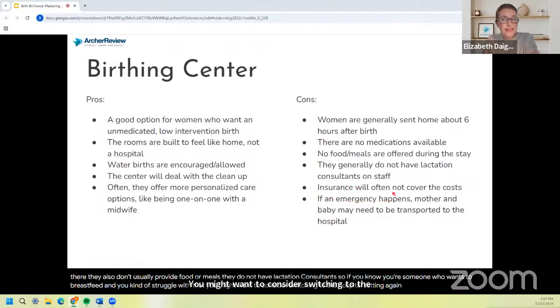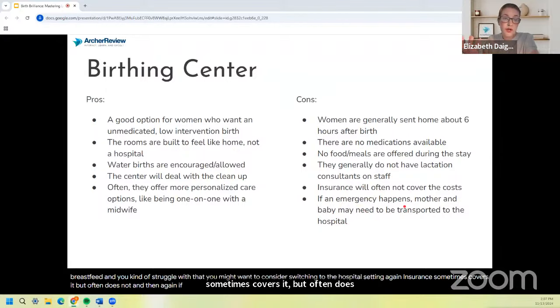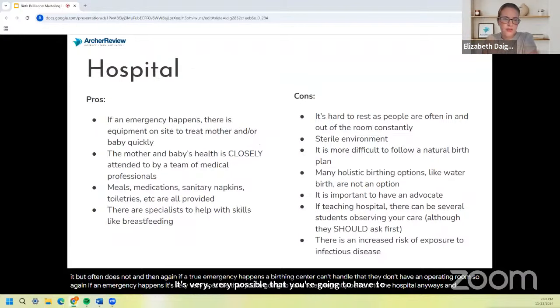Again, insurance sometimes covers it, but often does not. And then again, if a true emergency happens, a birthing center can't handle that. They don't have an operating room. So again, if an emergency happens, it's very, very possible that you're going to have to emergently be sent to the hospital anyways. And that, of course, brings us to the hospital setting.